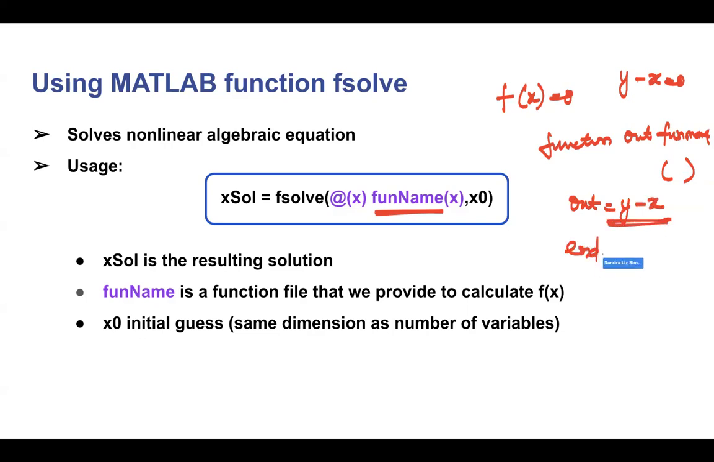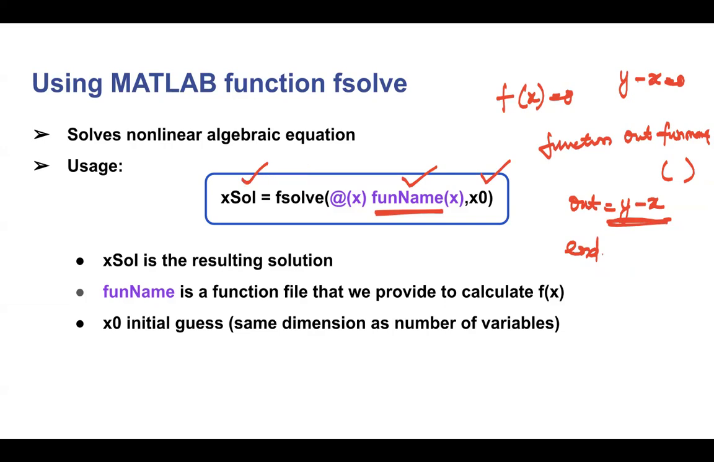Okay, this is how you write the Matlab function. So funname is the function that you're trying to solve, and for solving the function you have to give an initial guess, that is called x0, and whatever answer you get will be the solution that is satisfying this particular equation, and that is saved in xsolve.